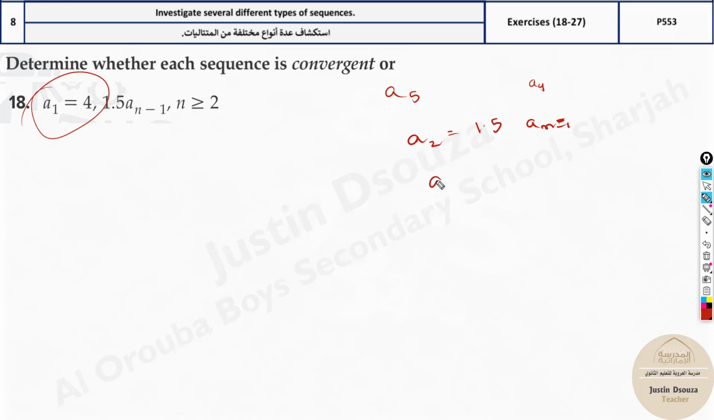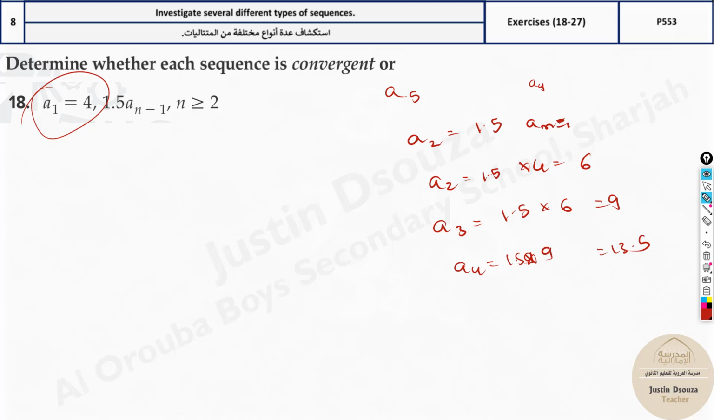Now what is a2? a2 is equal to 1.5 times a(2 minus 1), which is a1, right? So a1 is 4. So 4 times 1.5 will be 6. And the same way we can do a3, where we need to do 1.5 times 6, because that's the previous term. It will be 9. a4 is equal to again 9 times 1.5, 9 plus 4.5 will be 13.5. It's 1.5 multiplied by 9 and so on.